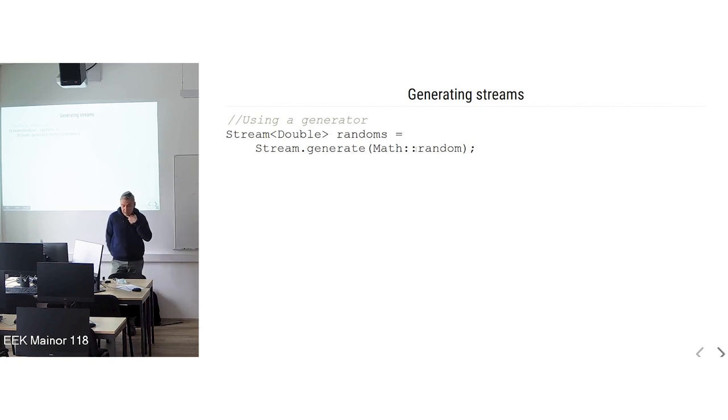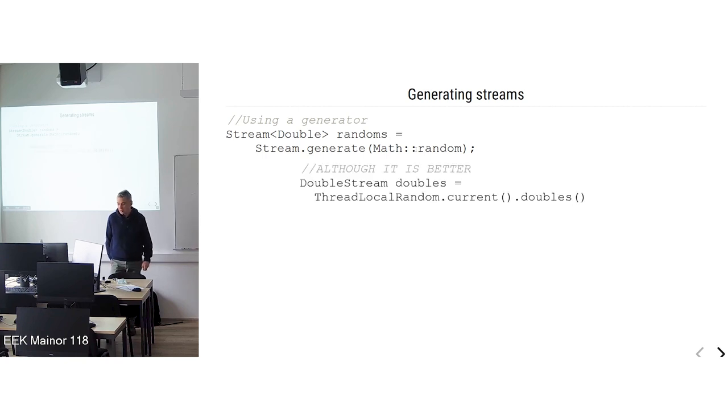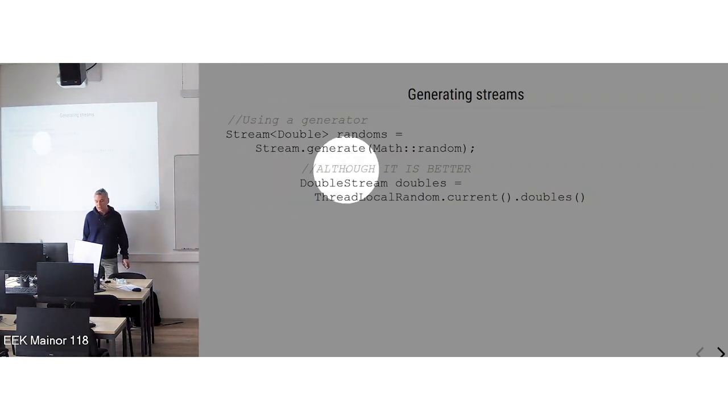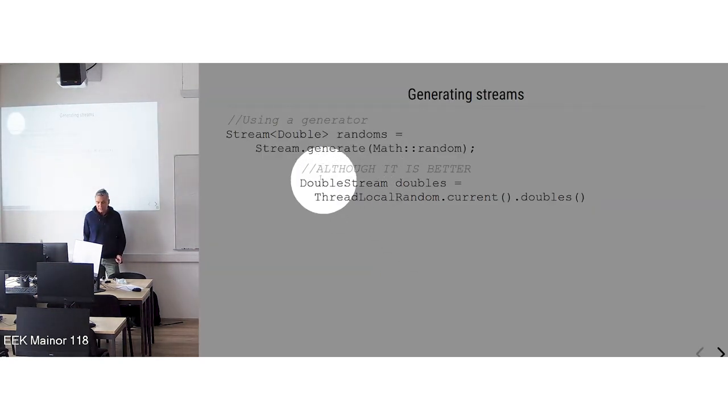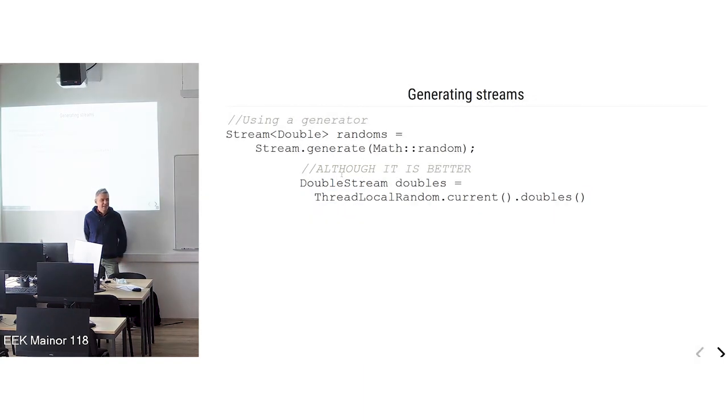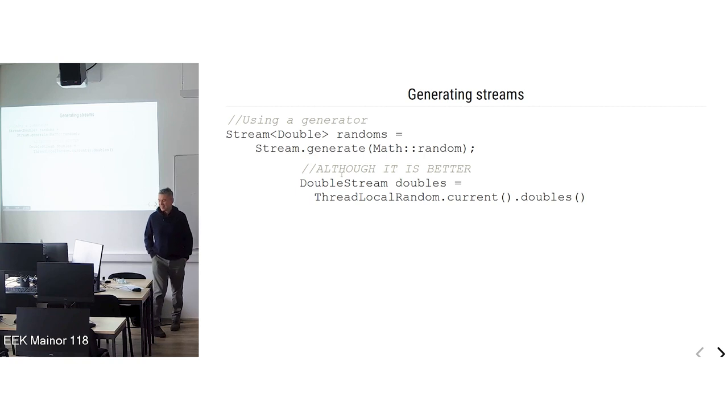But if you really need a stream of random doubles, please don't use this method. Use a special method like this, ThreadLocalRandom.current().doubles(). This will return you a DoubleStream. What does this mean, DoubleStream? See, Stream of Double and DoubleStream. Why do we need this? Why do we need this special case here?